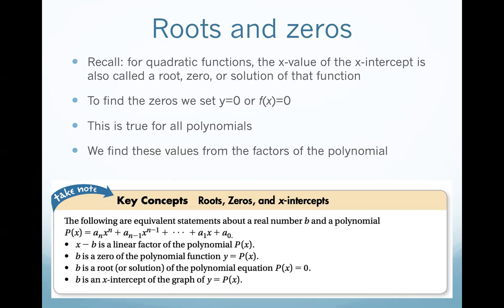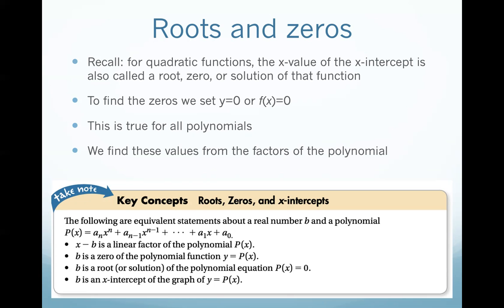So when we were using this for quadratics, the way that we solve for zeros is we set our function, our y value or our f of x value, equal to 0. So all of those things mean the same thing. The function value, the y value, the f of x value, they're all different names for the same thing. And so we're going to set that value equal to 0 and solve for x.